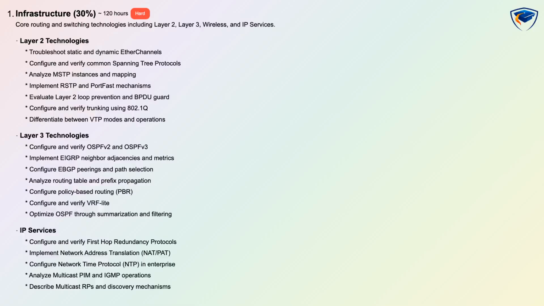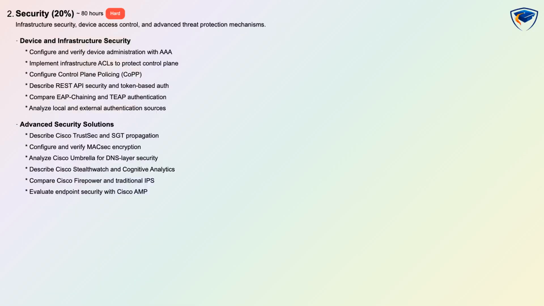Within Infrastructure Layer 2 focus you will learn to configure and verify EtherChannels, common spanning tree protocols, MSTP instance mapping, RSTP and PortFast, and loop prevention features such as BPDU Guard and VTP mode differences. Hands-on practice will show you how trunks operate with 802.1Q and how to analyze and resolve switching loops and VLAN propagation issues. Mastery of these tasks is essential for the switching portions of the exam and for real-world campus designs.